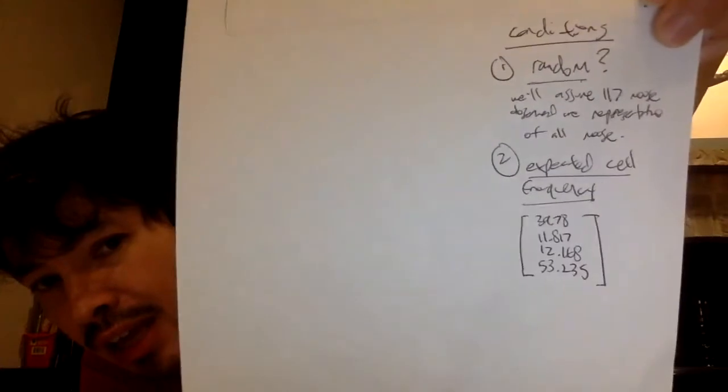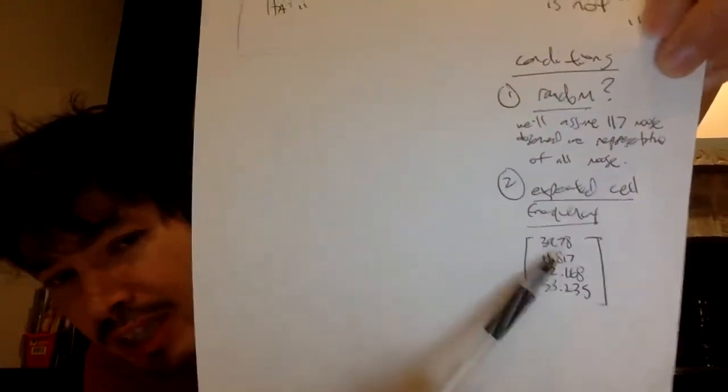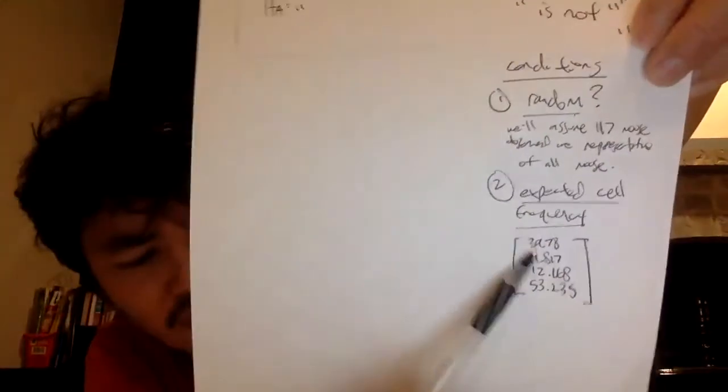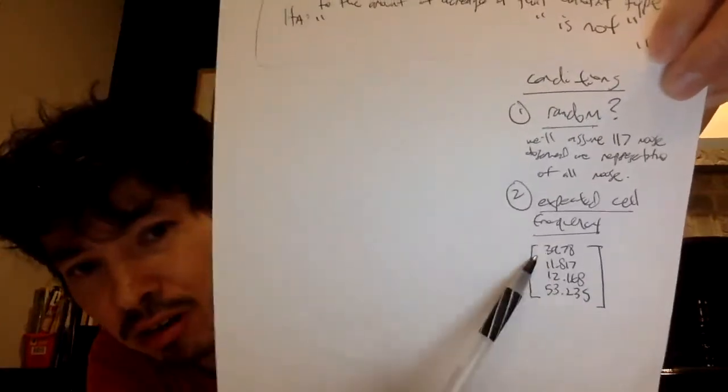And are they all greater than 5? The expected, not the observed. We're only talking about the expecteds here. And yeah, they're all greater than 5. So I'm going to give that a check, and I'm going to say all expected cells are greater than 5. And I think it's greater than or equal to 5, so you could have 5 in there.